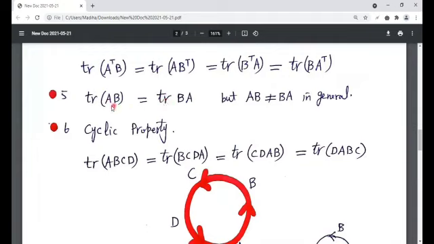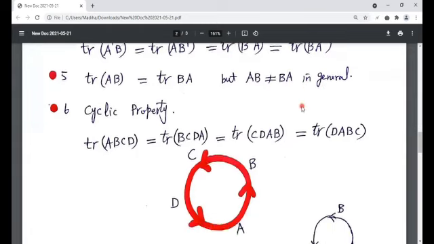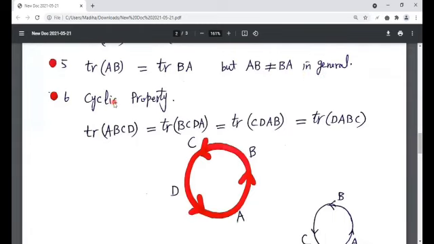You can say that the commutative law holds with trace in matrices, but the simple commutative law does not hold in general in matrices. Number 6, cyclic property.